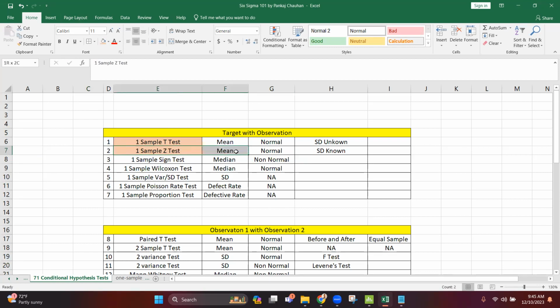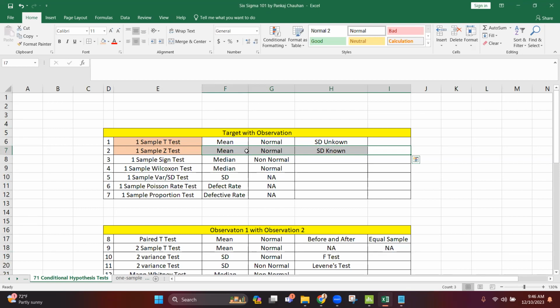You are checking whether they are the same or not the same, and you have the standard deviation as a known value. Many a time the client will ask that you should meet the target average value, but your standard deviation should not be greater than a certain value. So you are not just comparing the average value, you have to consider your standard deviation as well.